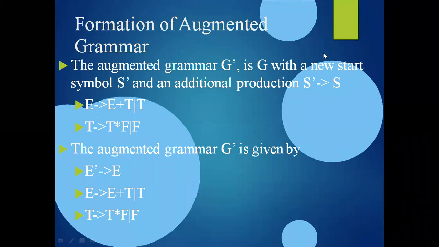That is, when a parser is about to reduce, when we are performing an operation like a reduce, at the place of reducing, if we have a production like S dash tends to S, it reaches the acceptance stage. When we read the production S dash tends to S, then it reaches an acceptance state.